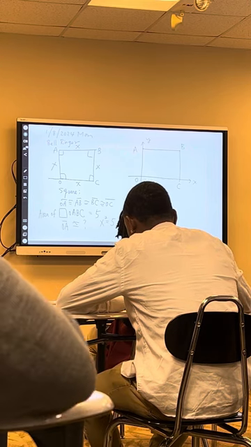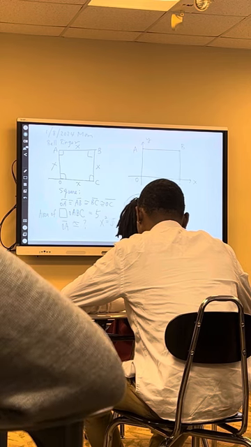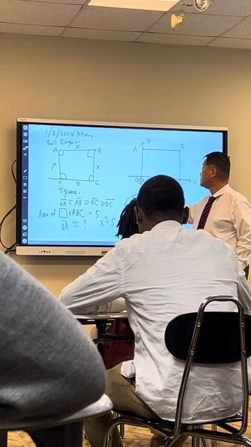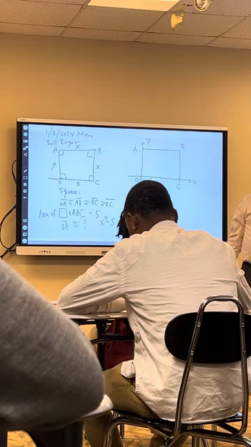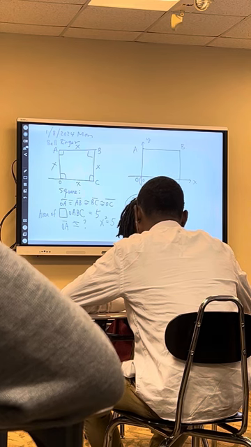Let's start with the O. What is the x-y number of the origin? Zero, zero, right? Origin is 0, 0. X number is 0, Y number is 0, so it should be 0, 0.